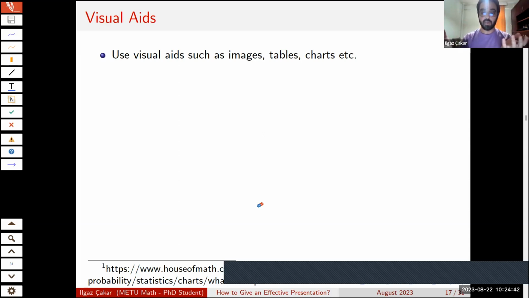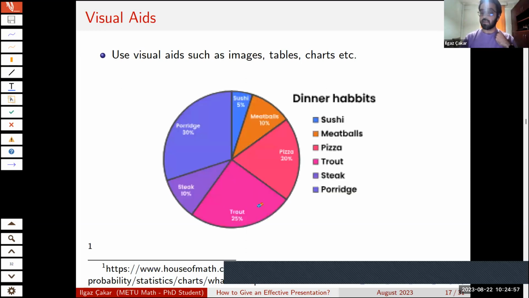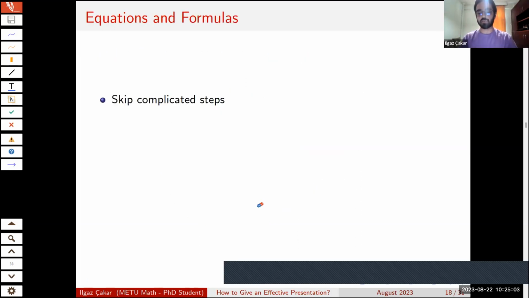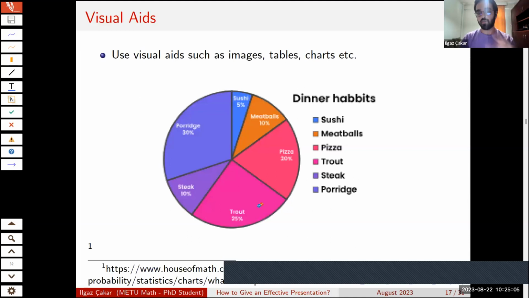I don't know. Just try to find some visual things to present to us so that your presentation isn't full of text only. Okay. And another important thing about using visual aids is that you should not just say, "and here's the dinner habits of some people," and pass on to the next slide. If you are presenting us with a visual aid, make explanations on it.